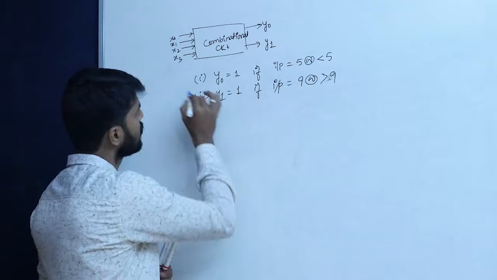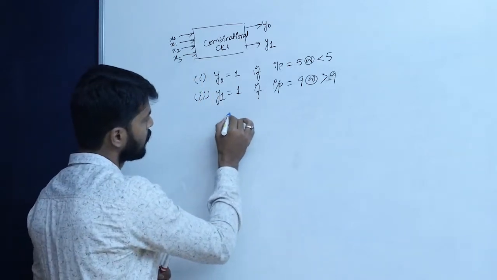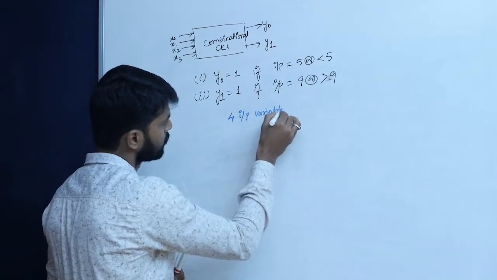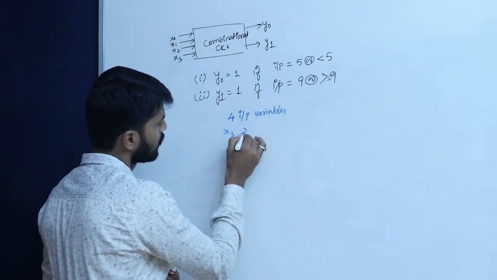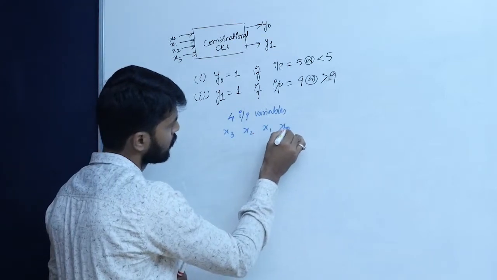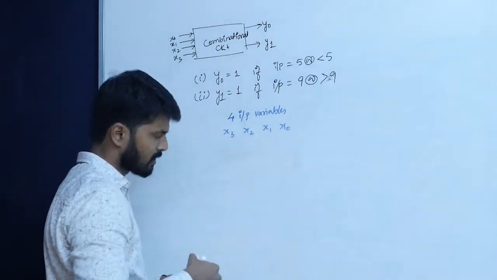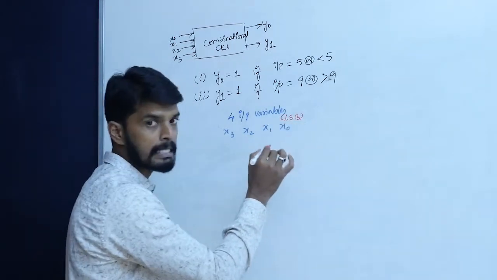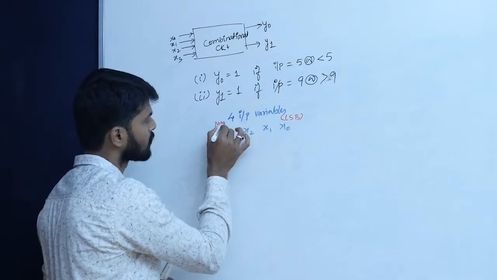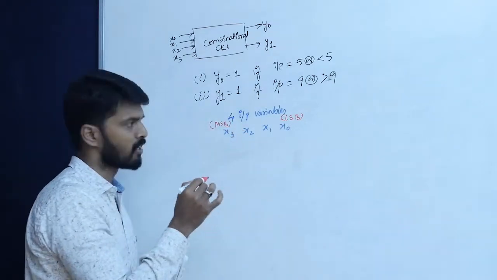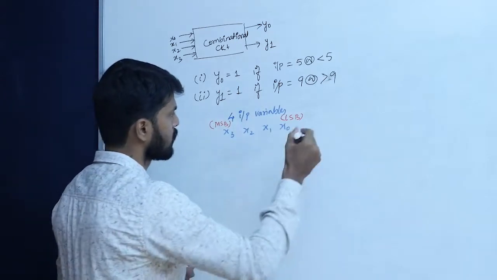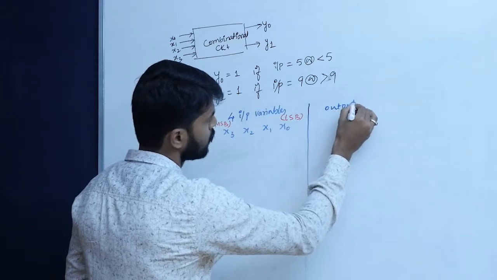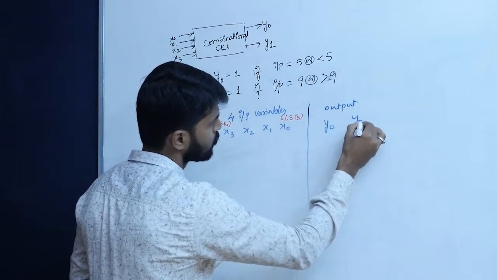As I said, I need a 4-bit truth table here. See, 4 input variables are there: x3, x2, x1 and x0. This is the LSB side, LSB is nothing but the least significant bit, and this is the MSB side, called the most significant bit side. In this case, there are 2 outputs, one is y0, another one is y1.